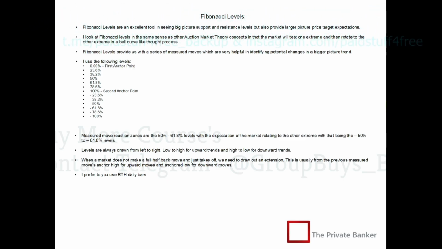And as I said, I look at these in the same sense as other auction market theory concepts, in that the market will test one extreme and then rotate to the other extreme in that whole bell curve like thought process. Fibonacci levels provide us with a series of measured moves, which are very helpful in identifying the potential changes in a bigger picture trend, or of course the continuation of them. And the following numbers are what I use for my Fibonacci levels.